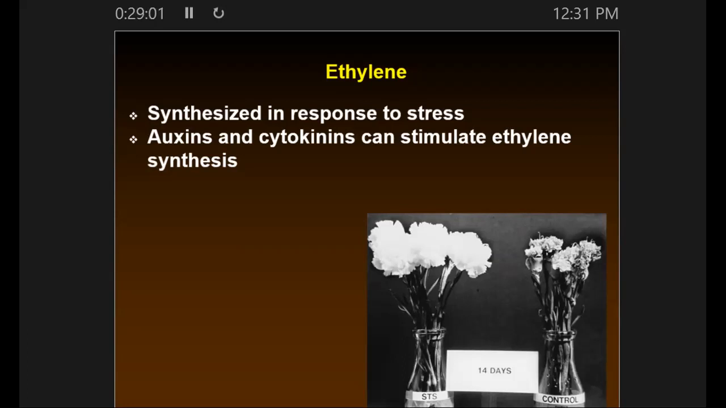The image that you're seeing here is two containers of cut flowers. The one on the left is sitting in a beaker of a solution that has this STS solution.